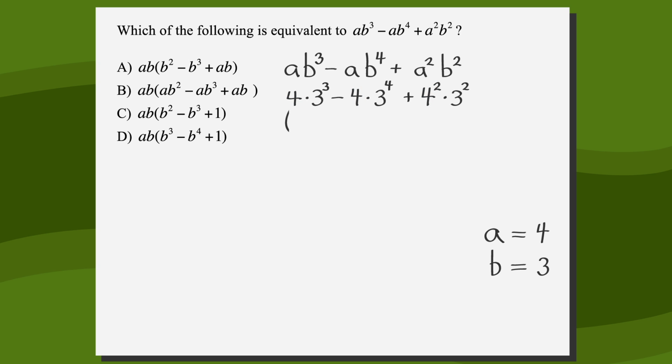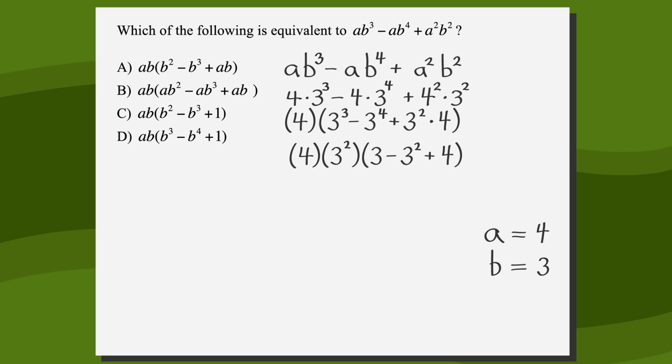So we'll get 4 times 3 cubed minus 3 to the fourth plus 3 squared times 4. Remember to be careful with the 4 squared on the end. We're just taking one of those 4s, not both. Next, do you see all of those 3s? We can factor some of them out too. And since all of those 3s have an exponent that is greater than or equal to 2, we can actually factor out a 3 squared. Now our numbers are smaller and easier to work with.